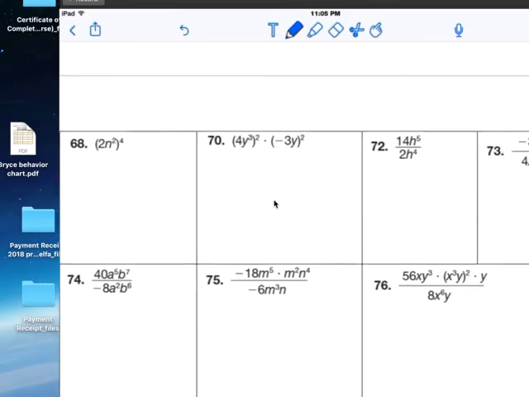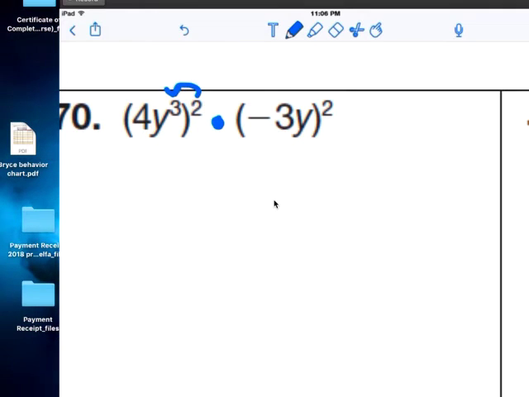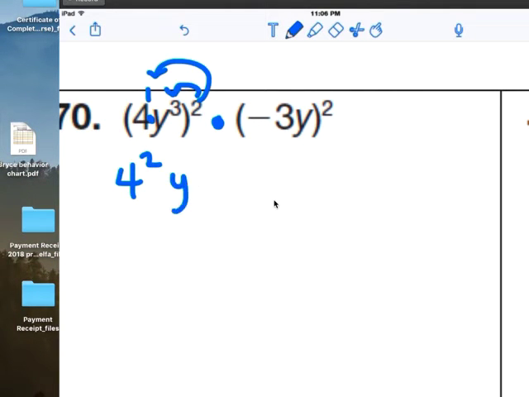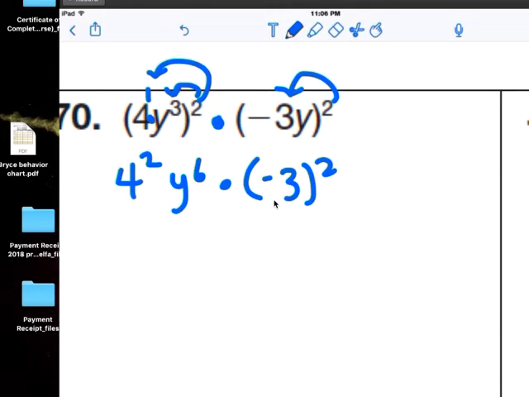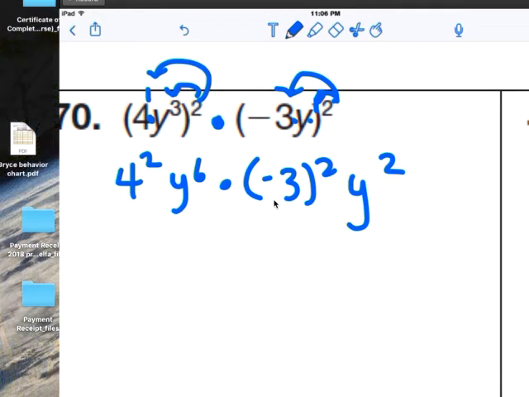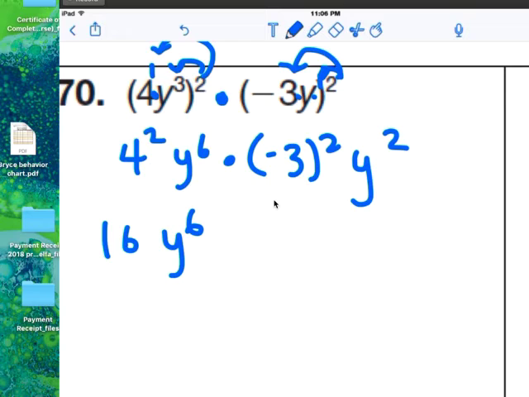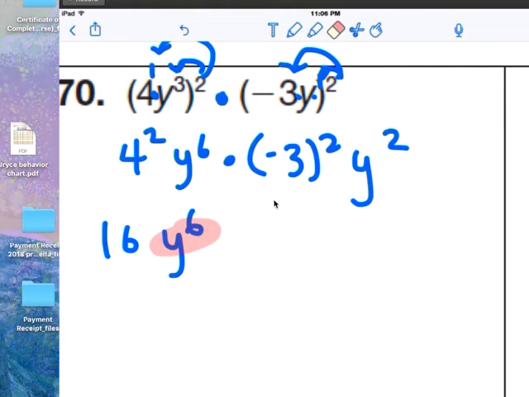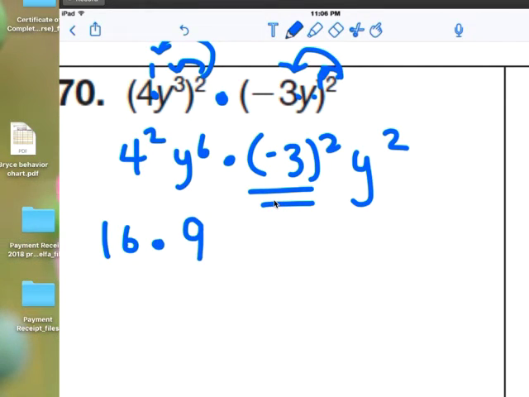Now, I'll do this one here. Okay, these are 2 steps. First, you distribute. Distribute 4 squared y to the 6th times negative 3 squared and y to the 2nd. 16 y to the 6. Okay, that's 16. Oh, and this is 9. Right? These are different, so we multiply it out.